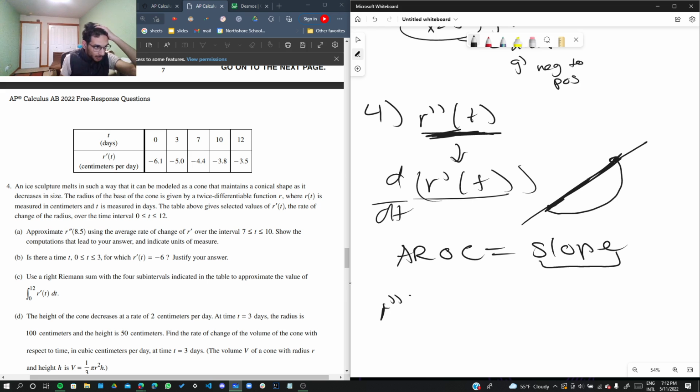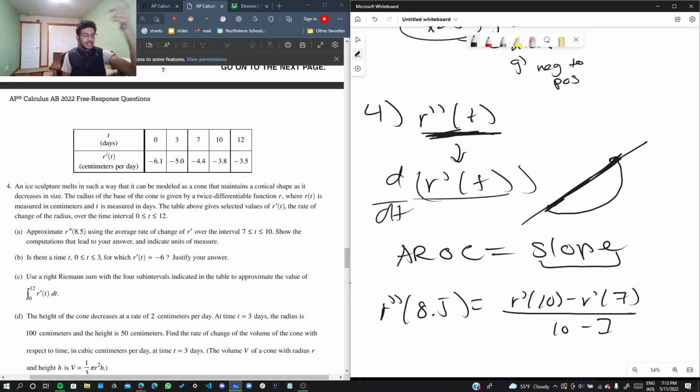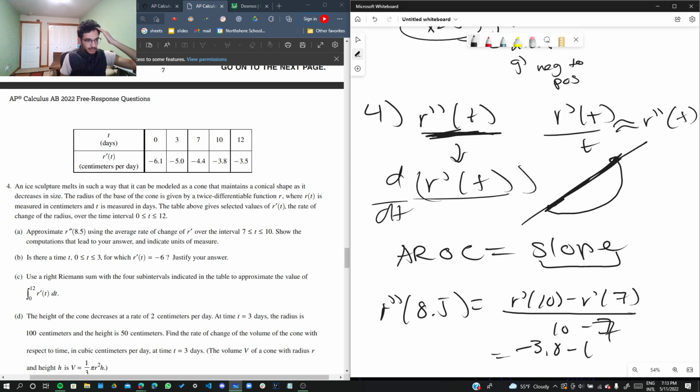So then I can say r double prime of 8.5. For the slope, you want to get as close as you possibly can. 8.5 is right in between 7 and 10, so that's why I'm going to be as close as possible. So I'm going to say r prime of 10 minus r prime of 7 over 10 minus 7. The change in y, which is r prime of t, over t, should give you approximately the slope of r prime of t, which is r double prime, right? So now we have r prime of 10, which is negative 3.8, r prime of 7, which is negative 4.4, and then we have 10 minus 7. And then I just left my answer like this. I'm not going to calculate that.